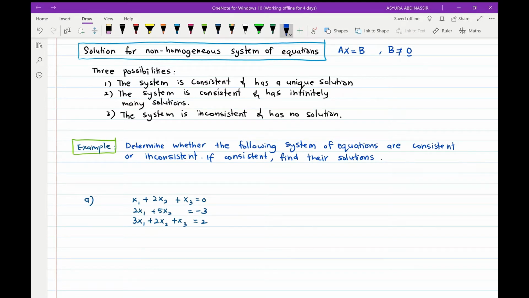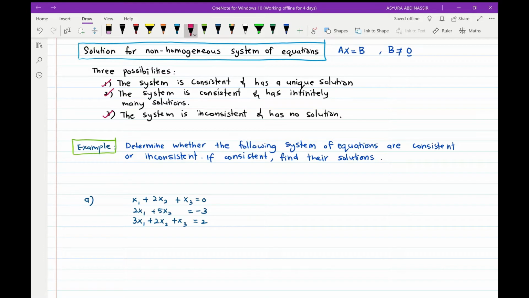We have here the solution for non-homogeneous system of equations. So recall what we have discussed before this. We have three possibilities to solve the non-homogeneous system of equation. The first one is the system is consistent and has a unique solution, or the system is consistent and has infinitely many solutions, or the third one is the system is inconsistent and has no solution.